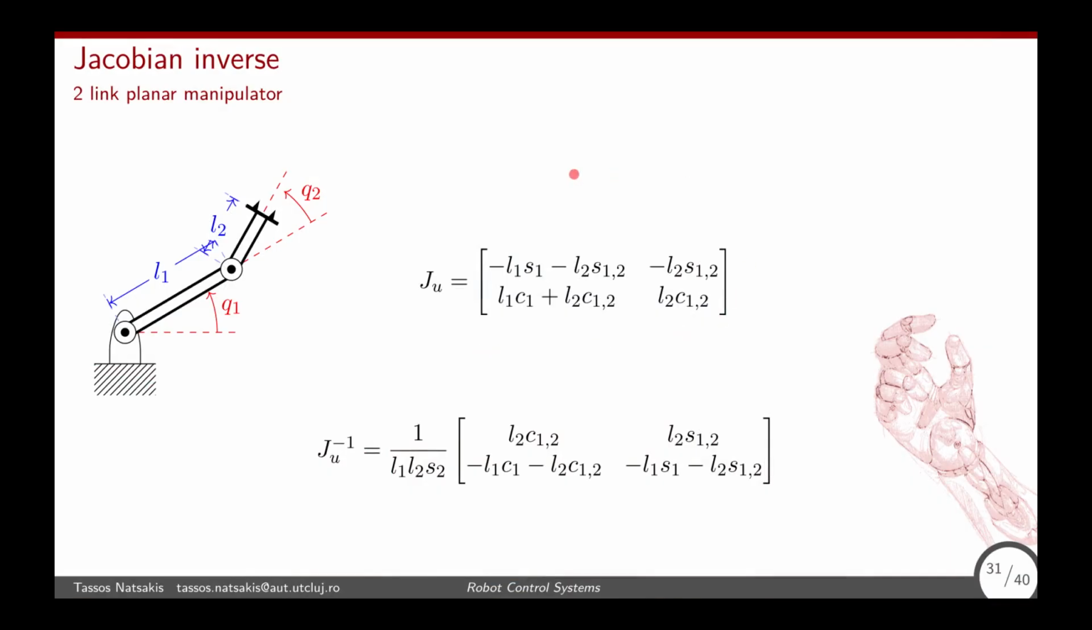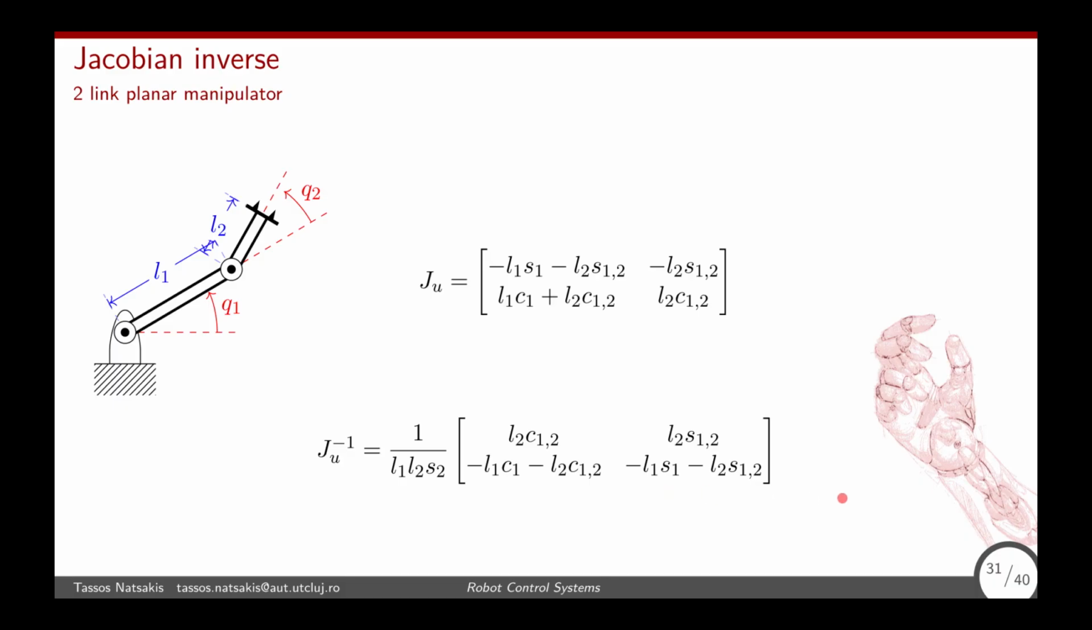So yeah, in this case it would be, I don't know, the Jacobian something like this, and the inverse of the Jacobian for a 2 by 2 matrix we have an analytical form, it's easy to calculate. It would be this one.